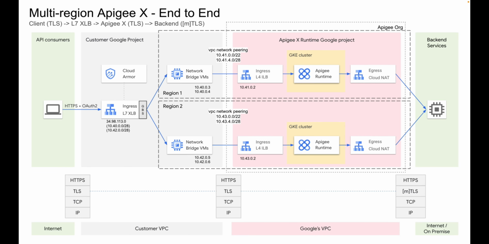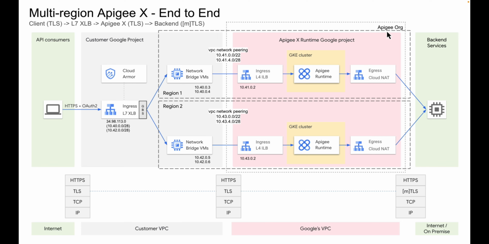Okay, let's go into multi-region types of patterns. So here we have two regions, so an Apigee organization with two instances, the first one in region 1, the second one in region 2. You cannot have in one Apigee organization two instances deployed in the same region. Automatically, the Apigee X runtimes will be installed in two different regions. This is something important.